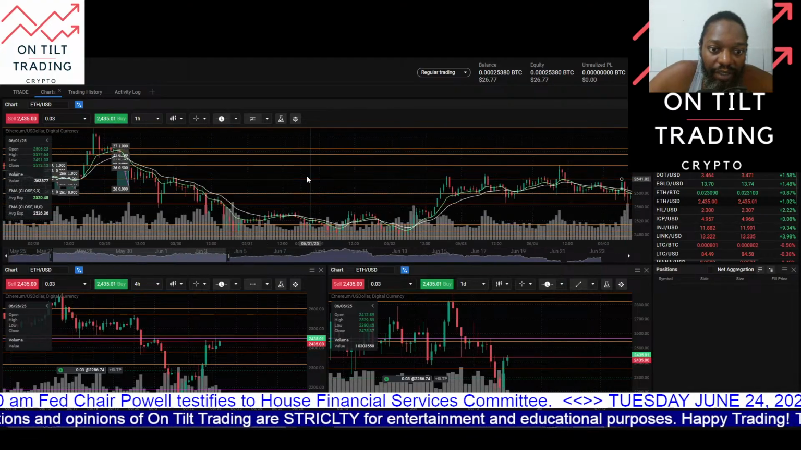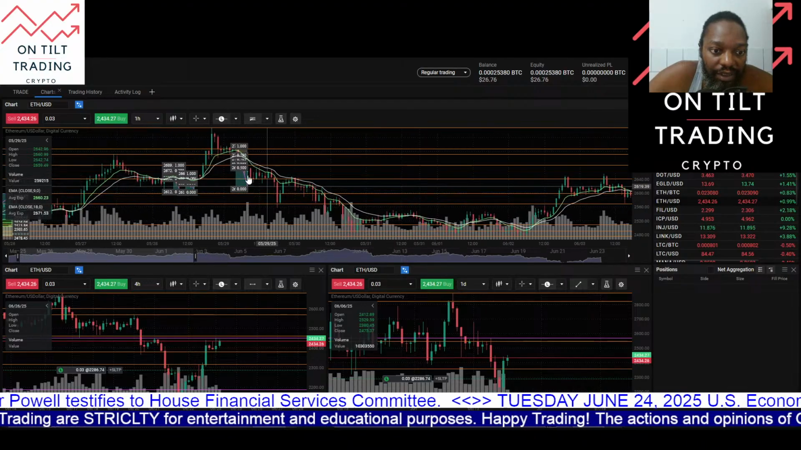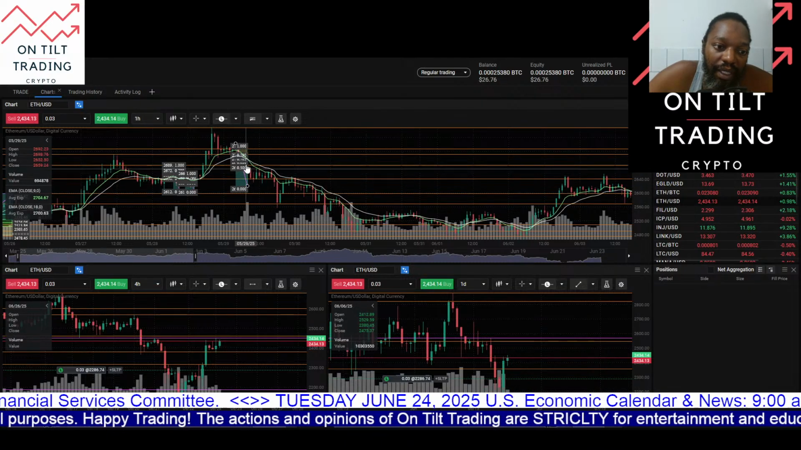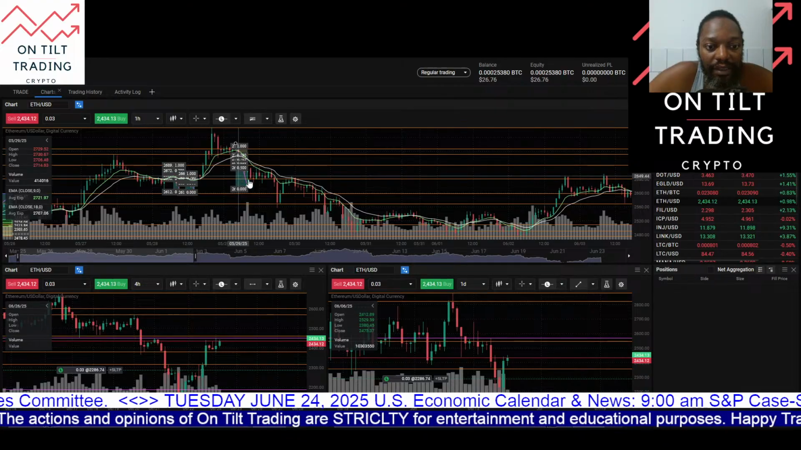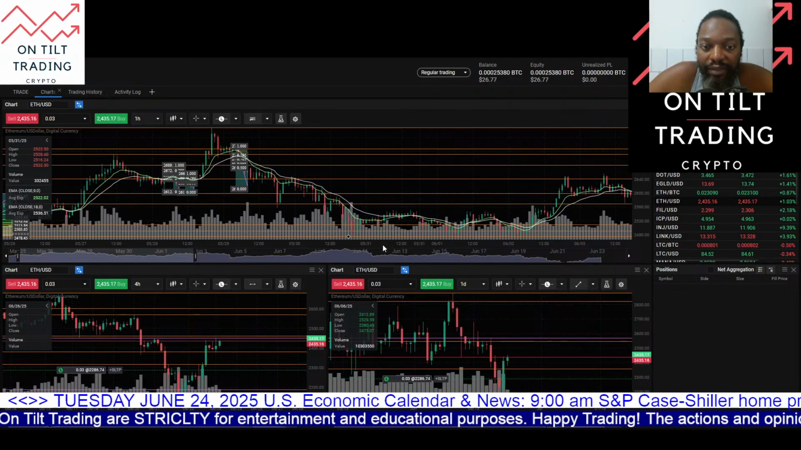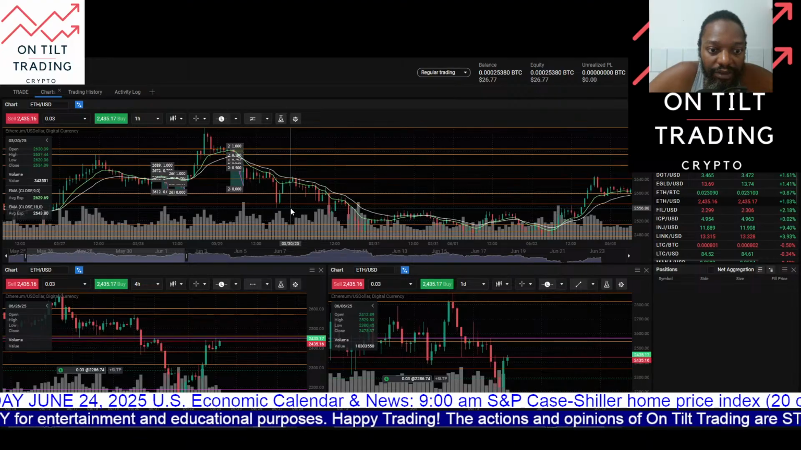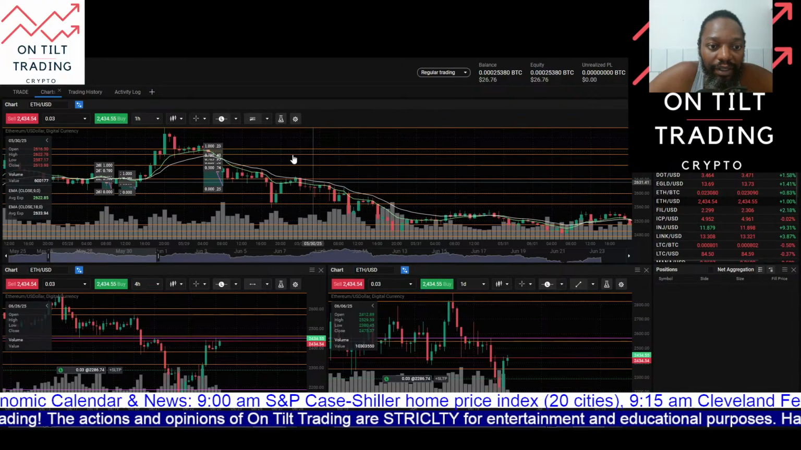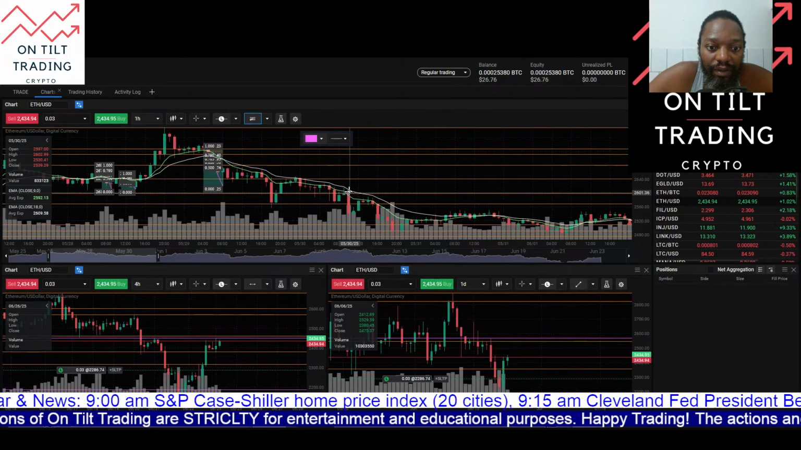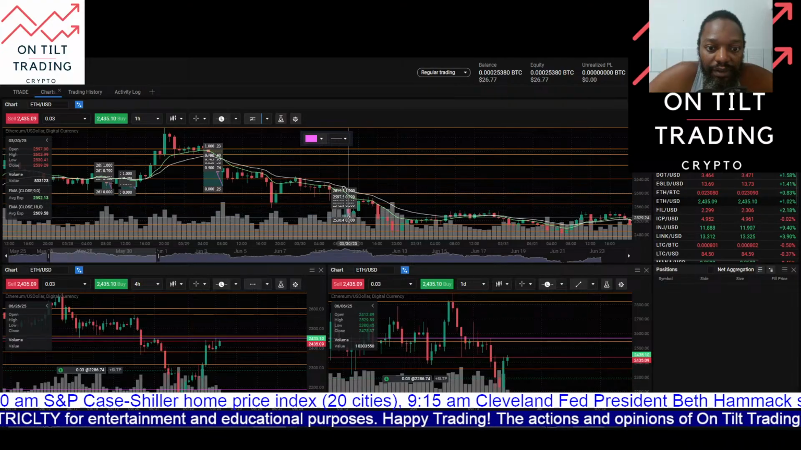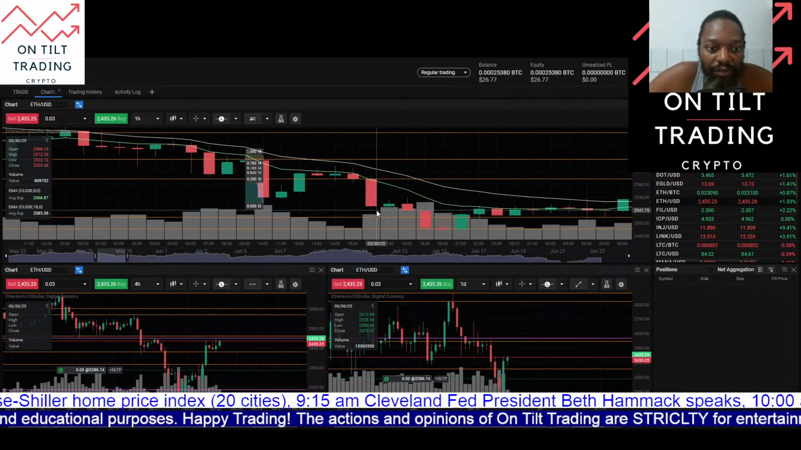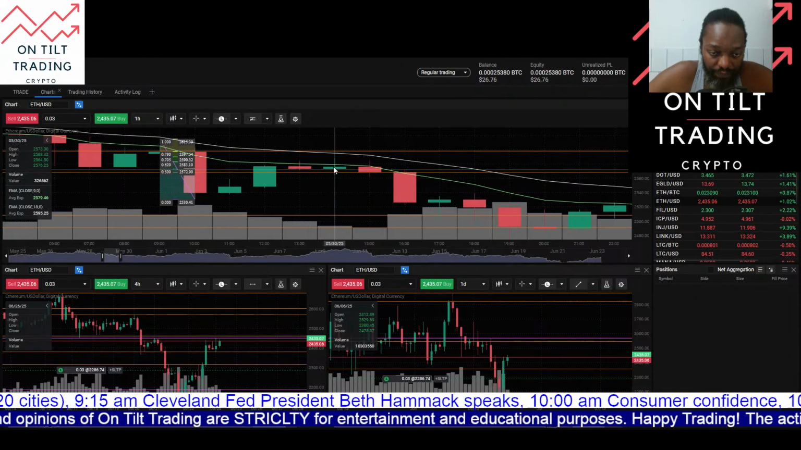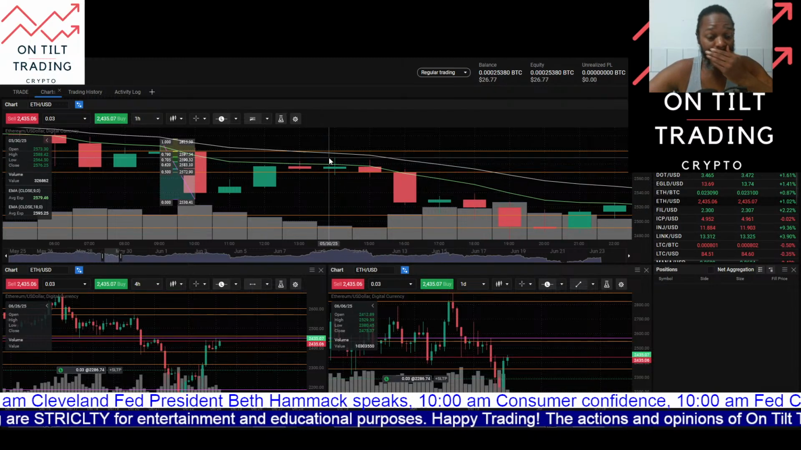And then I've got to work out the details of how I want to manage everything. What would make common sense is to add this to the same target, but this could be legging down and putting in a different leg. So we see here, we get another break of structure here. So if I were to put this in, I would wait for a pullback to the 62%, which would be here, which coincides here with the non-EMA nicely.